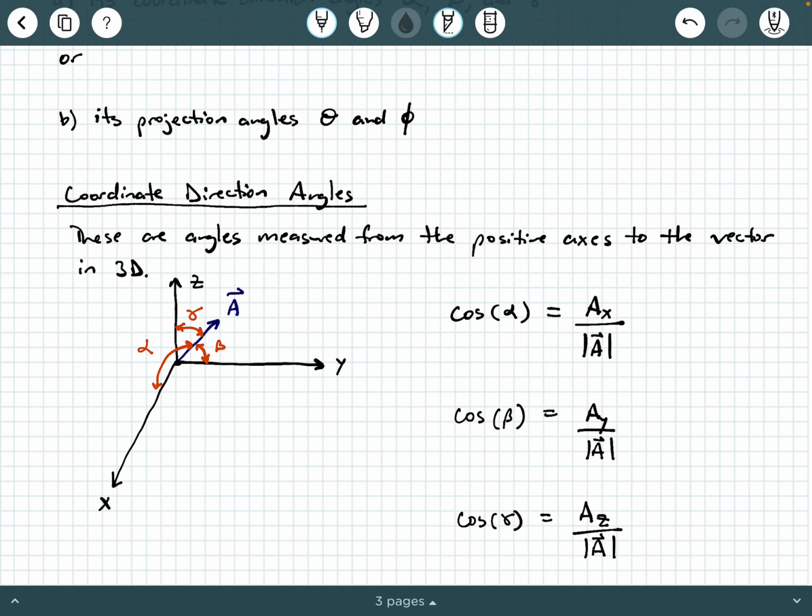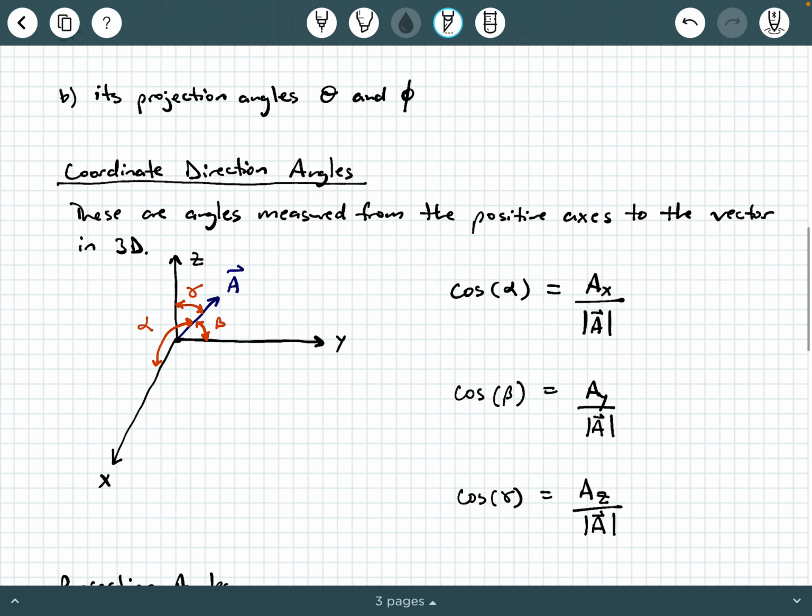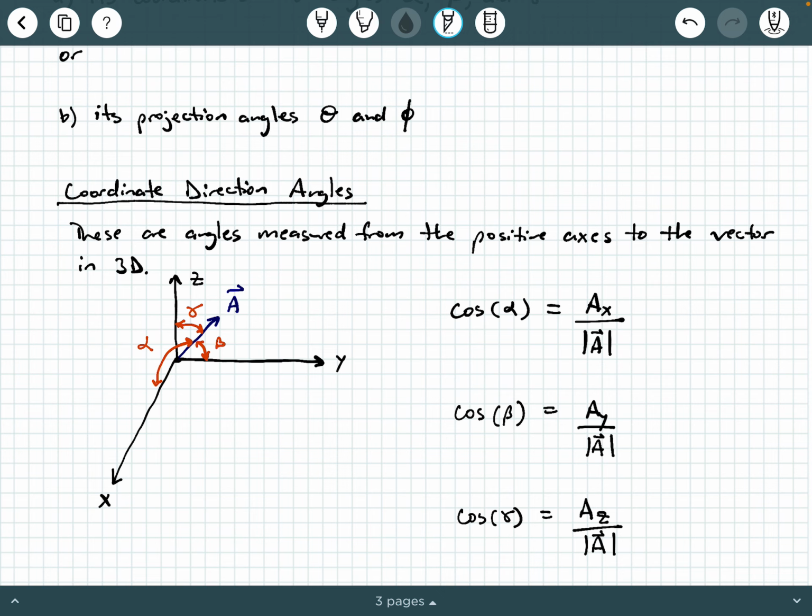Now, again, the key, and I've said it a few times now, is that these angles, alpha, beta, and gamma, these coordinate direction angles, are always going to be measured from the positive axes to the vector itself. Okay, now we also have a Pythagorean identity here that relates all of these together that we're going to end up using from time to time.